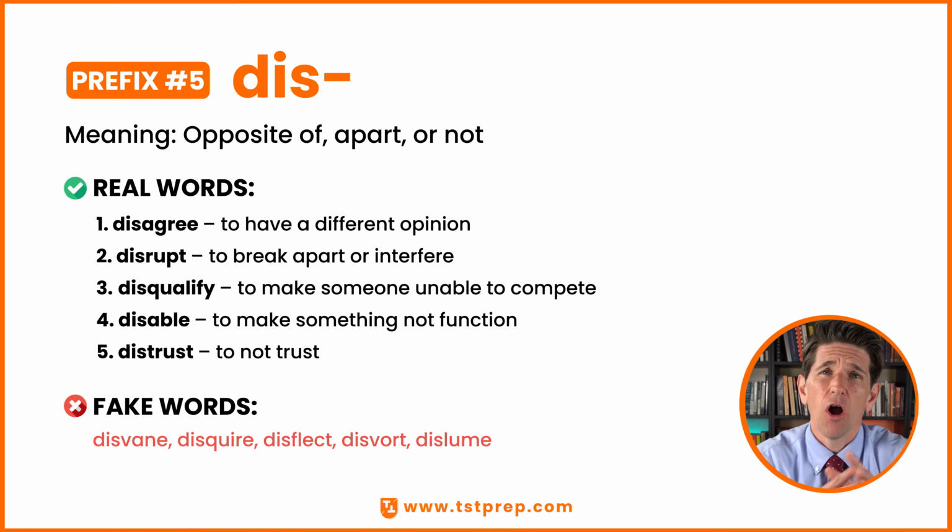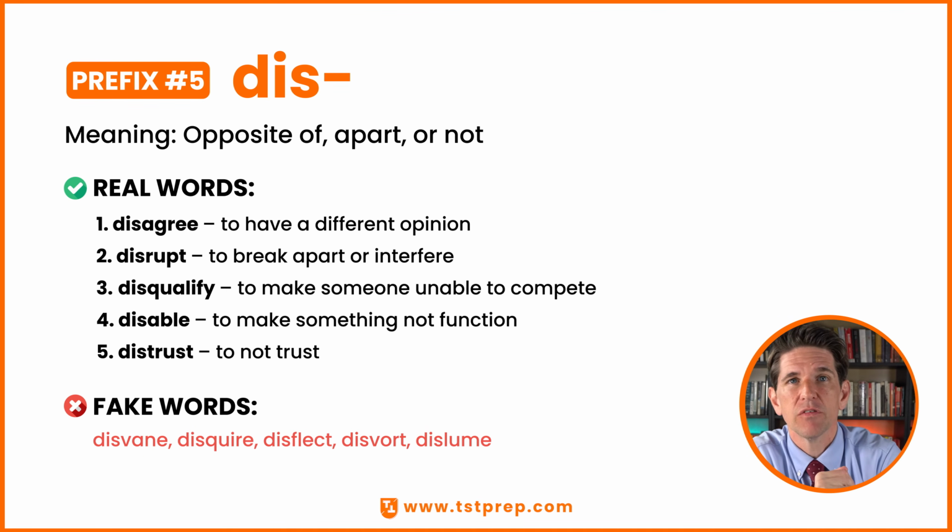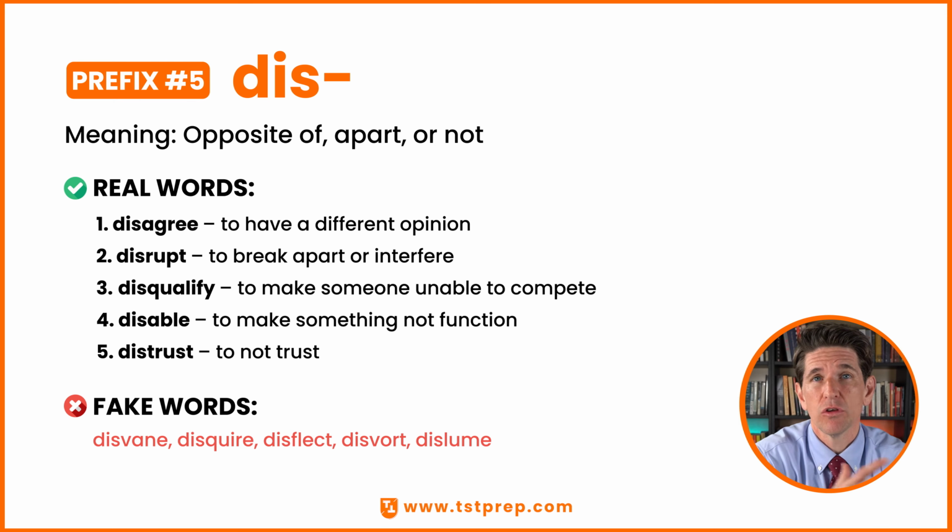Dis is one that you're probably already familiar with. It means the opposite of. So disagree is the anchor word that I think of here. So you don't agree, you disagree. You're away from agreeing. Dis. So those are the 5 prefixes, and that's it.